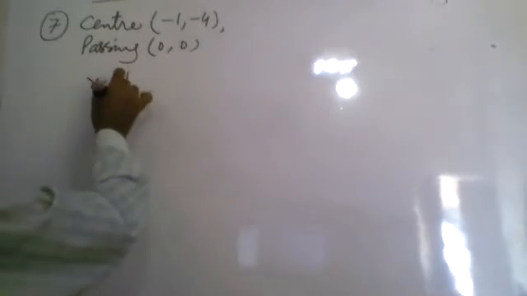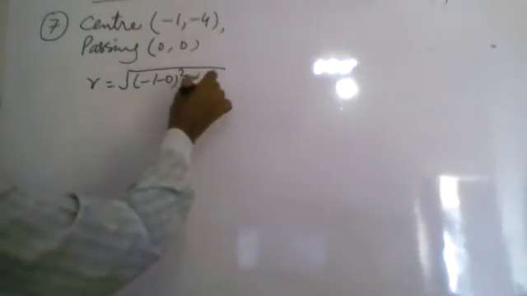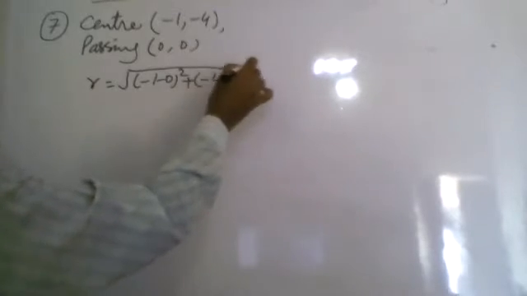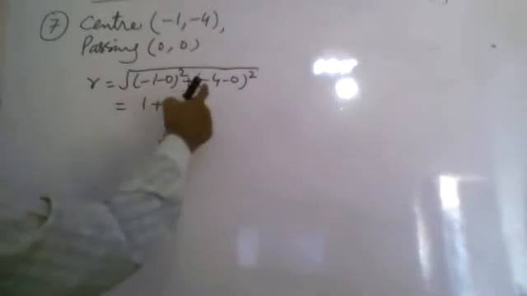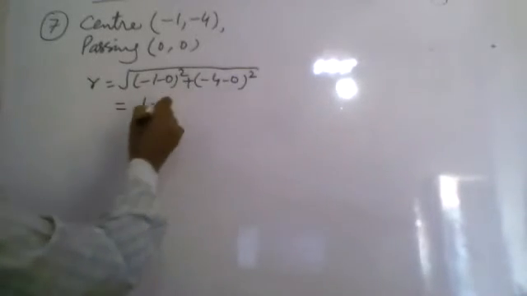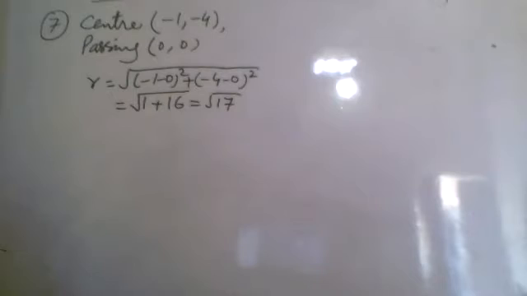The distance between the center and the point on the circle will be the radius. So first of all, we'll find the radius. Radius will be under root (-1 - 0) whole square plus (-4 - 0) whole square. It will be equal to (-1 - 0) is -1, whole square is 1, plus (-4 - 0) whole square, which is -4 square, is 16. Whole under root is equal to under root 17. This is the radius.